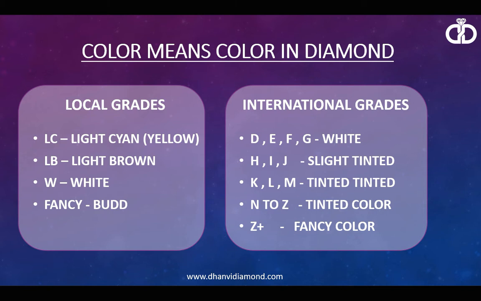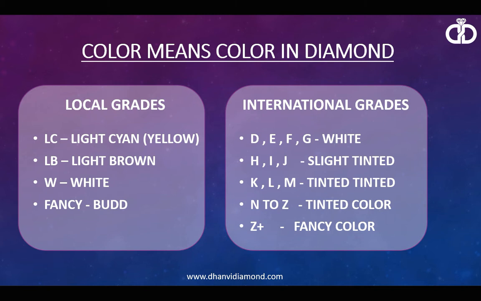Then comes the last, Z plus. So basically diamond colors are divided into 4 categories. On the left, as you can see, I've mentioned the most popular, most prominent colors in diamonds: yellow, brown and white. Yellow and brown are the most found colors, and then comes the rare, which is white, and all the other colors, because diamond color comes in a lot of colors.